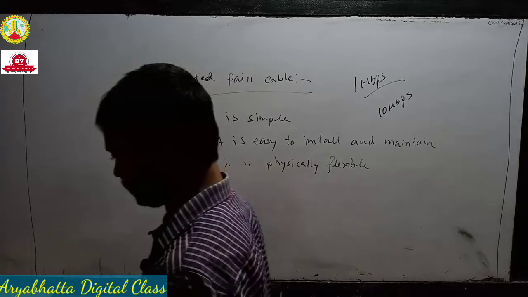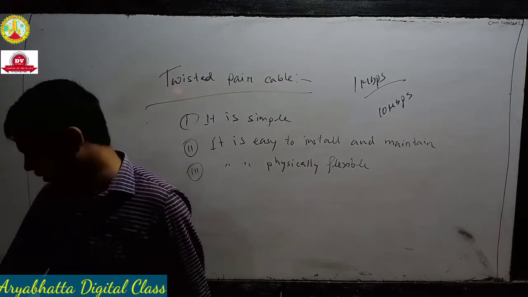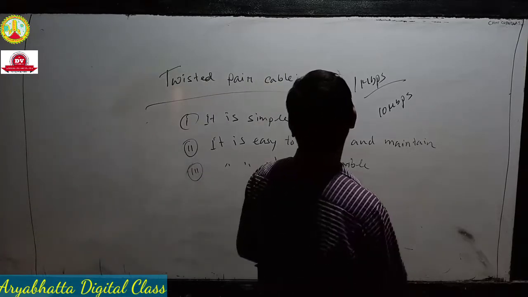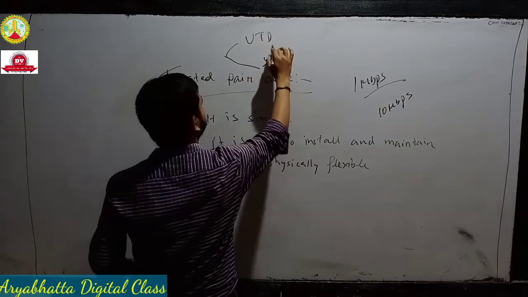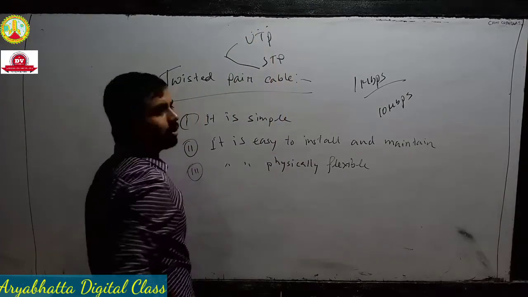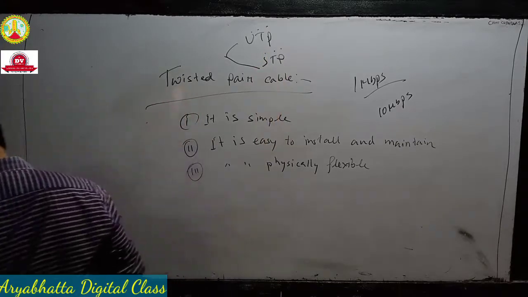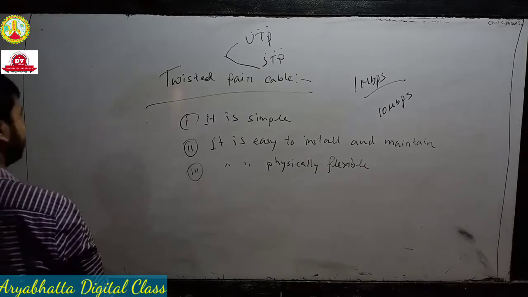Next is also one topic, types of twisted pair cable: unshielded and shielded. The types of twisted pair cable are UTP and STP. UTP means unshielded twisted pair cable and STP means shielded twisted pair cable. Okay. Next is coaxial cable.